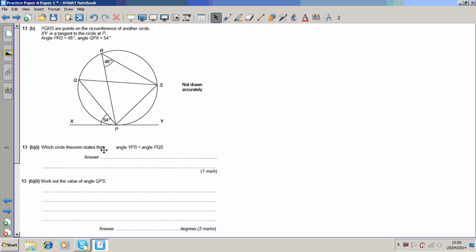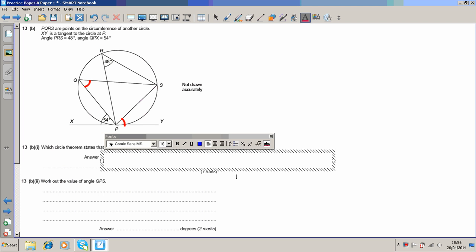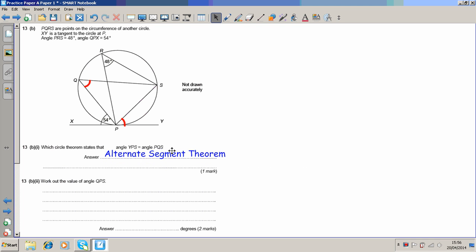13b. Which circle theorem states that angle YPS, this angle here, is the same as PQS, that angle there? Well, that theorem is the alternate segment theorem. Is that your answer to that one?